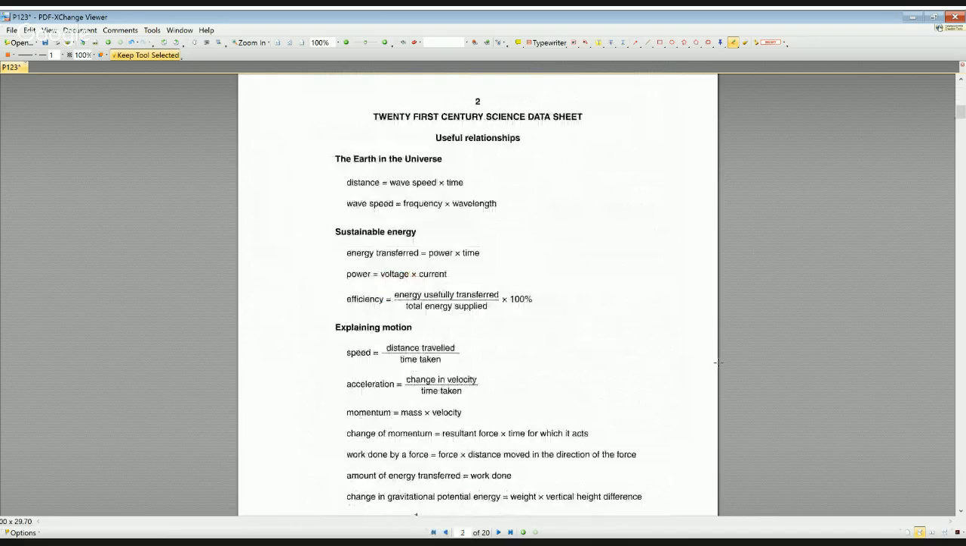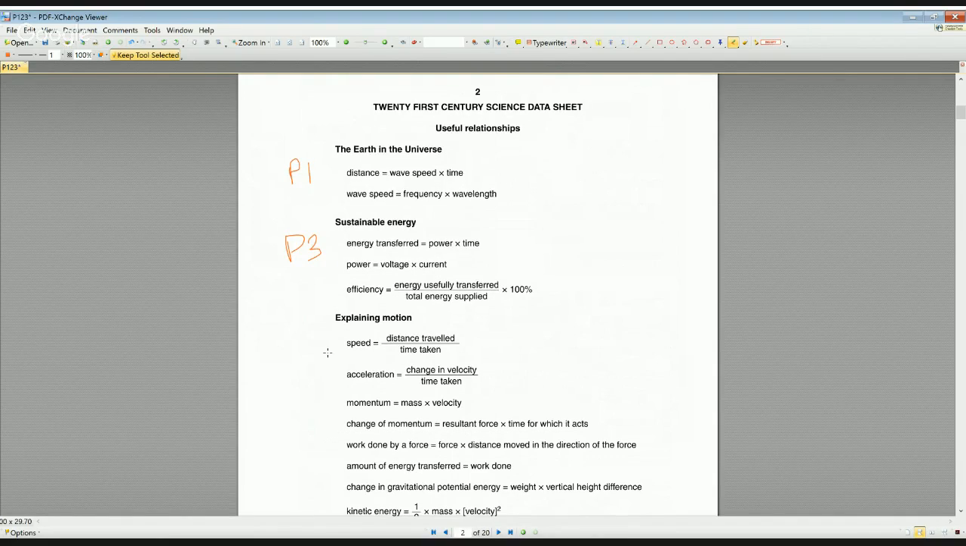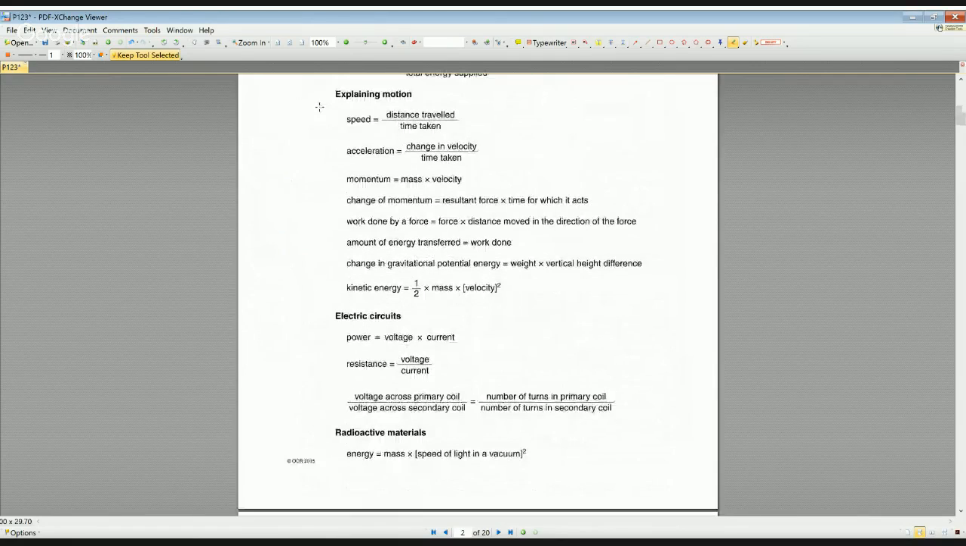First thing you'll come to when you open up the exam paper is the formula sheet here, which has each of the formula lists divided into sections. The first one here, the Earth and the Universe, that one is P1. There is no formula sheet for P2. P3 is sustainable energy, and then we come on to the additional exam, which you'll do after half term. That would be P4, explaining motion, P5, electric circuits, and P6, radioactive materials.